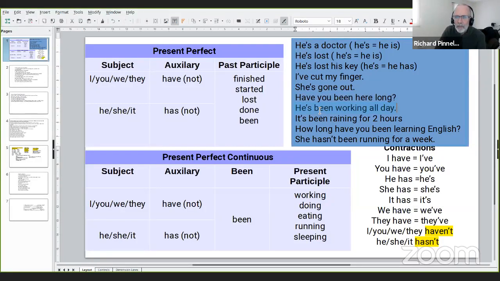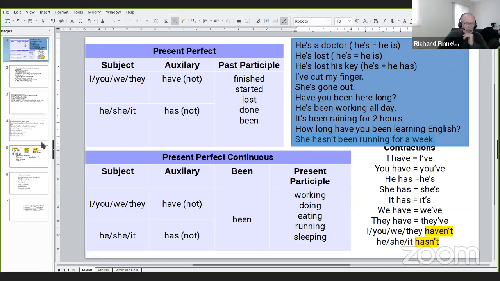And this one is present perfect continuous. He's been working all day. It's been raining for 2 hours. Present perfect continuous. And here we have a question in the present perfect continuous. So we need to reverse the order and put the have before the subject. How long have you been learning English? She hasn't been running for a week. A negative.